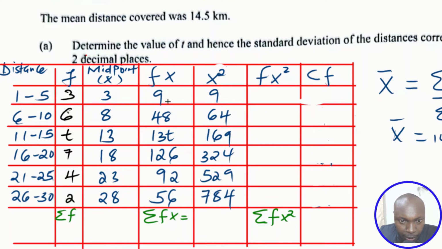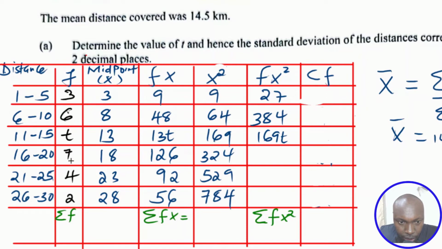So fx squared, this column is f multiplied by x squared. You need to be very careful. So f, like this, the first one is 3 multiplied by 9, which is 27. The second one is 6 multiplied by 64, we get 384. The other one is t multiplied by 169. This will give 169t.